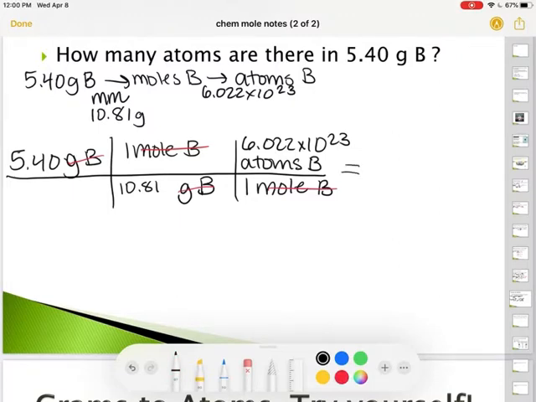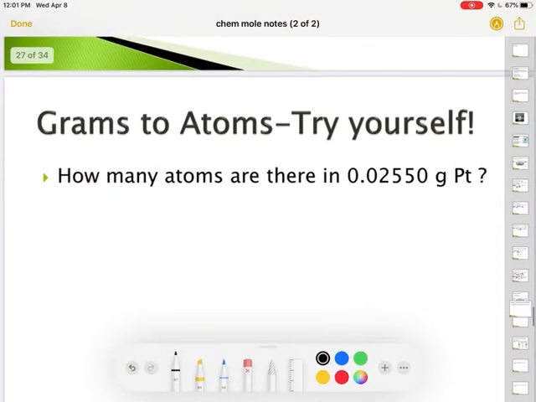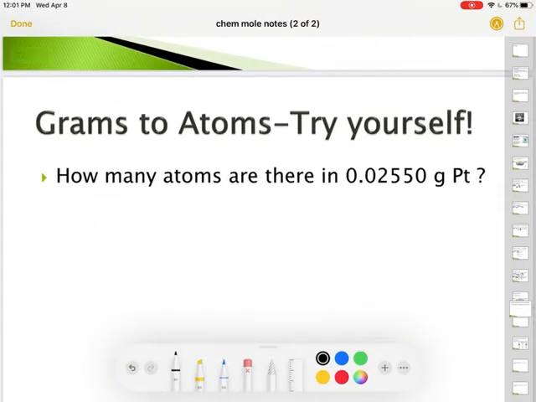Okay, so in our calculator, we're going to put 5.40 divided by 10.81, okay, times 6.022 times 10 to the 23. And our answer can have 3 digits. So we are going to get 3.01 times 10 to the 23rd atoms of boron. Okay. One more example, and then we're going to take things a little step farther.